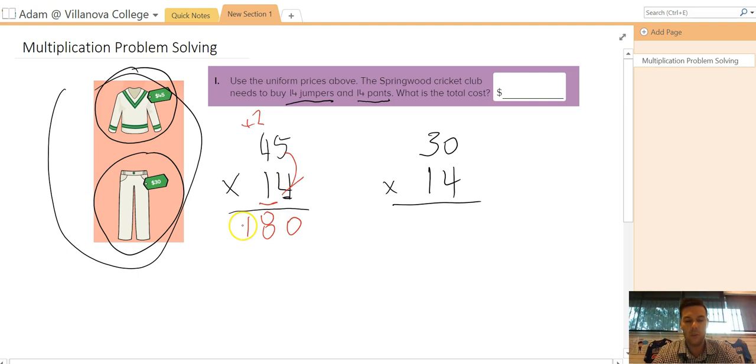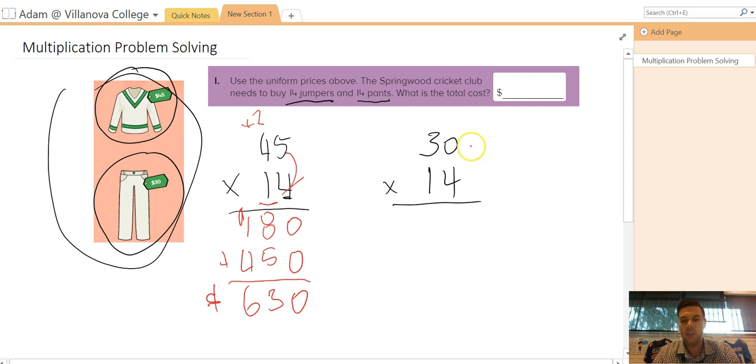Because we're working with the 1 here and we're working in the tens column, we must add the 0. 1 times 5 is 5 and 1 times 4 is 4. We add this together. 0 plus 0 is 0. 8 plus 5 is 13. Carry the 1. 4 plus 1 is 6. So $630 for just the jumpers. Might put a little dollar sign there.